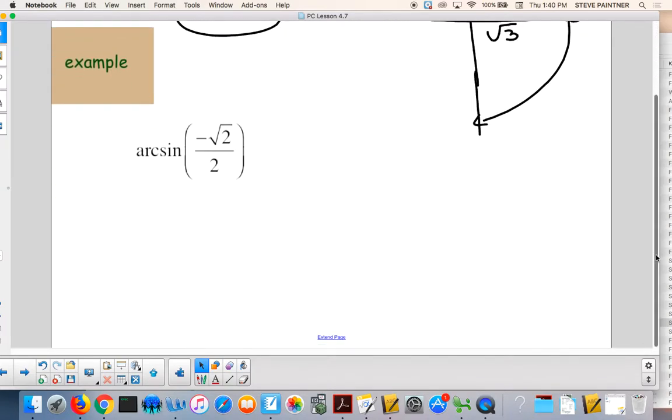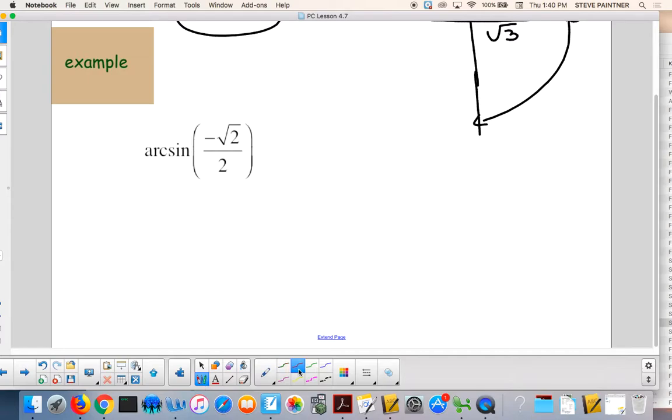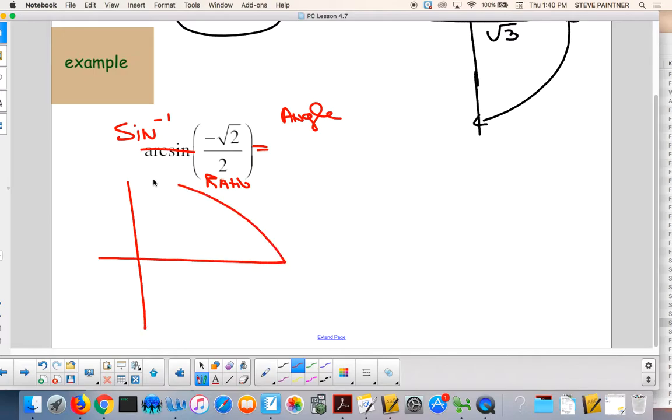Watch. Inverse sine, go like this. If you don't like that again, go like this. Cross it out. Inverse sine of a ratio, right? Your answer is what? Your answer is an angle. Well, you better be able to go to the right quadrant. Where do we have our domain? From 90 to what? Negative 90. You can't go anywhere else.